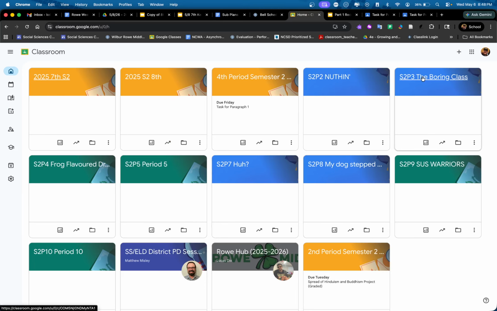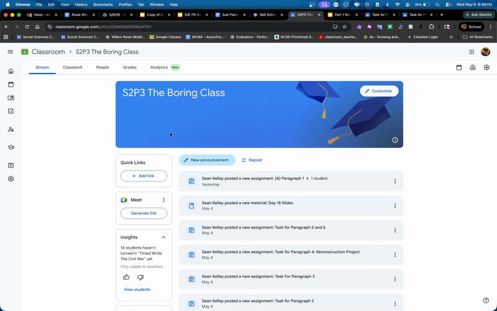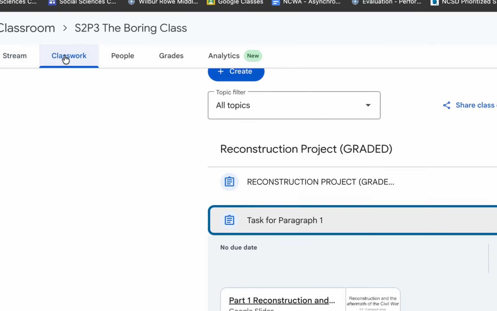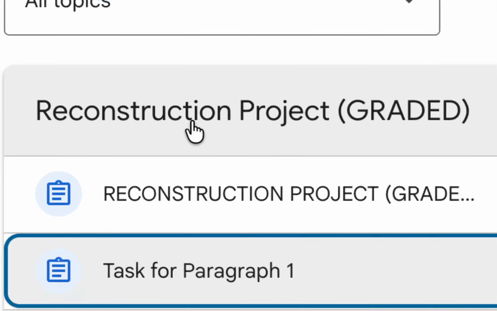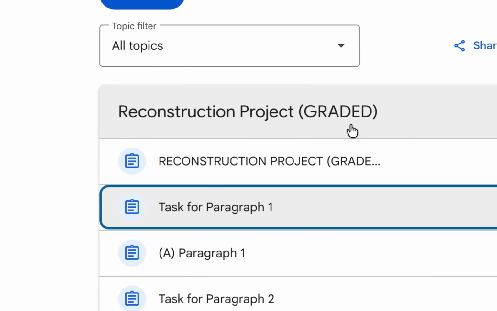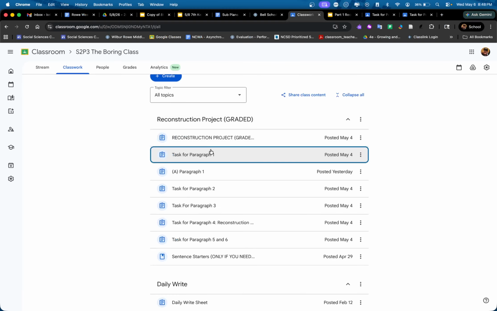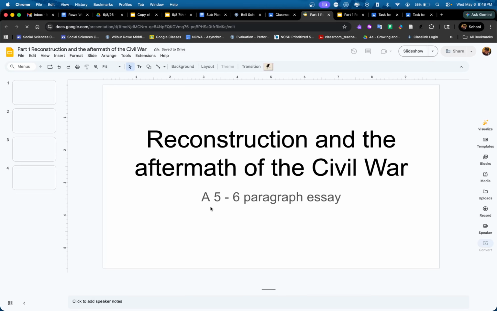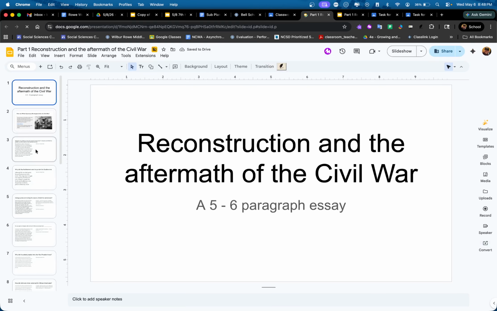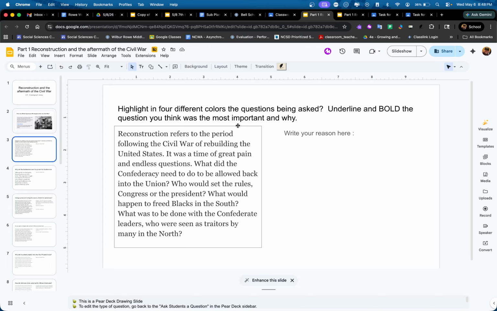I'm not here today, but I'm going to show our 8th grade students what is going to be expected. The goal here is to go down to classwork, and on the very top of the task at hand, we have the reconstruction project, and of course it is graded. We've been working on paragraph 1, totally valid. As you continue through here, I'm just wanting us to read the question.